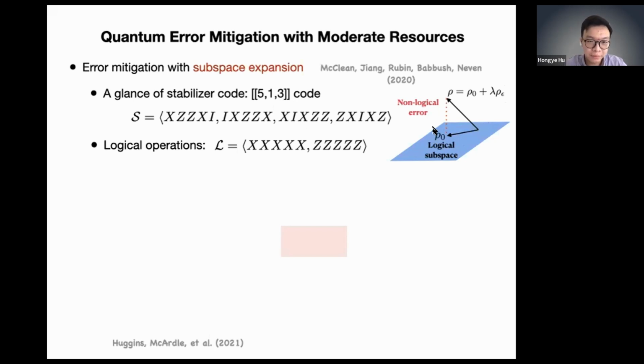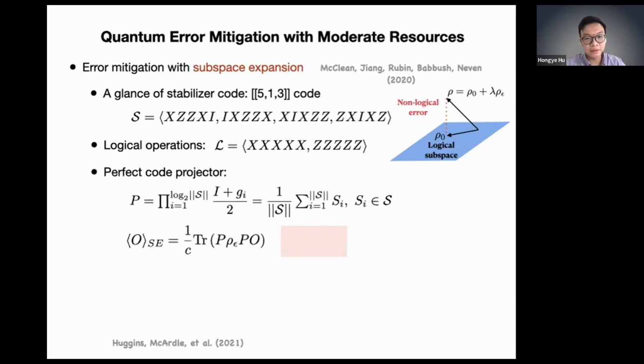we can effectively get rid of those non-logical errors. The projector associated with the stabilizer code can be written as a product of all these stabilizer generators plus 1. If we expand this product, we see the projector can be written as a summation of all the group elements inside the stabilizer group. So in the subspace expansion, people propose that we can first project this noisy final state to the logical subspace to get rid of these non-logical errors, and then get a linear readout O.